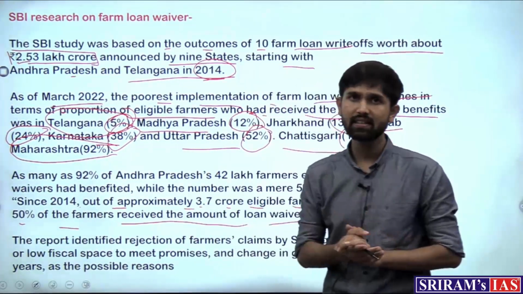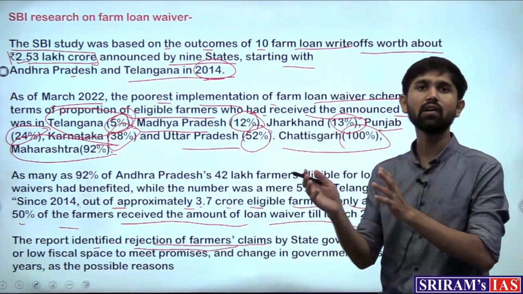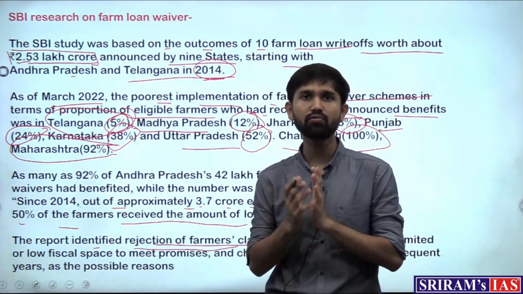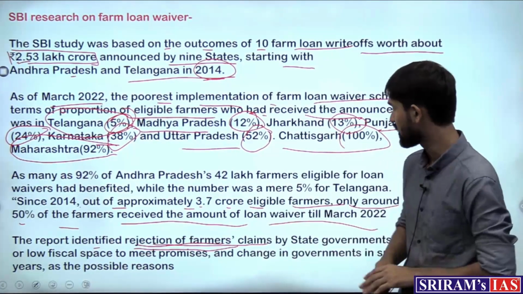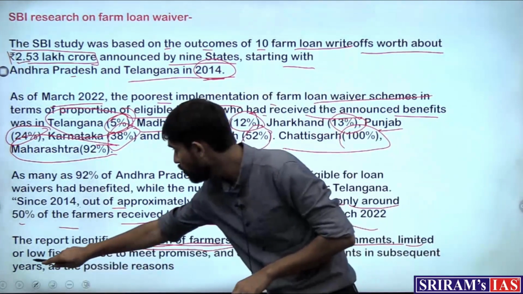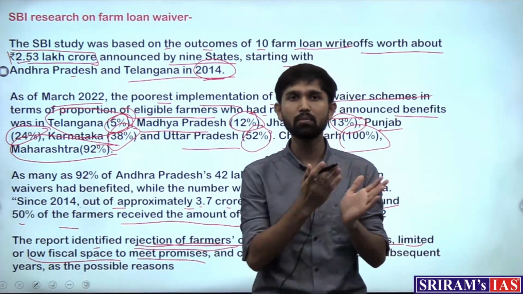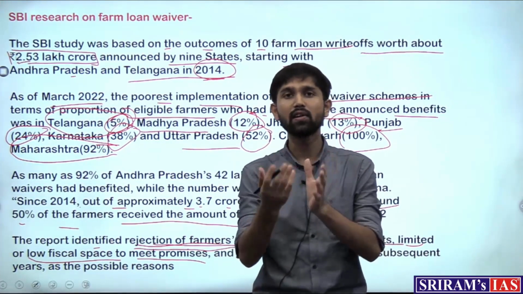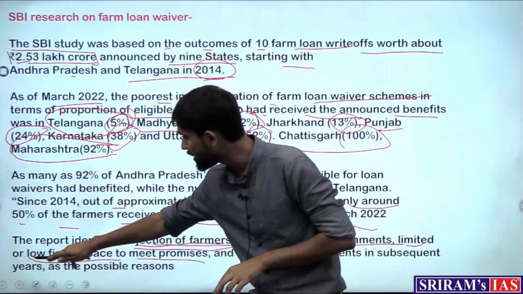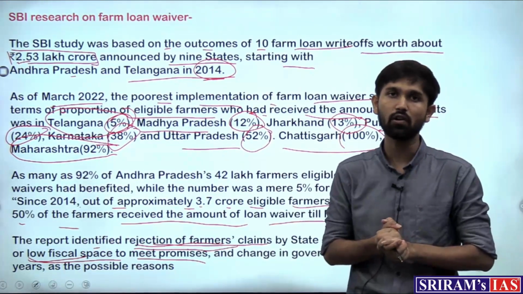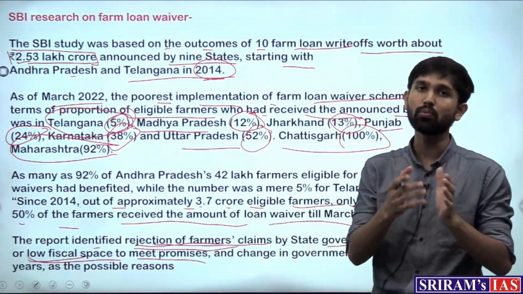So what are the reasons that the report identified? The report identified rejection of farmers' claims, because whenever the scheme is announced, there would be a procedure for the farmer to follow, and then the farm loan will be waived off. So rejection of these claims on some or the other grounds by state governments, and limited or low fiscal space to meet promises. Now this shows that the state government can promise farm loan waiver, but it also has to have the required economic strength to take care of this farm loan waiver. The report identifies that the low fiscal space of the state governments is also a reason responsible for the benefit not being transferred.